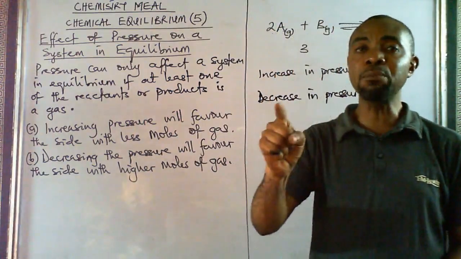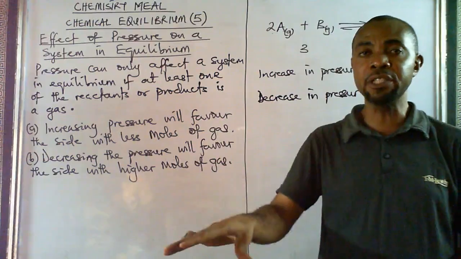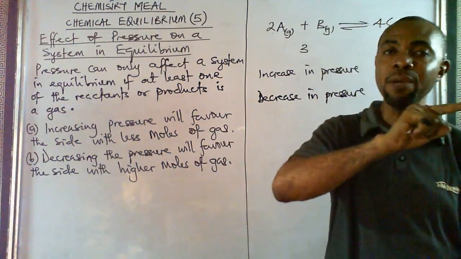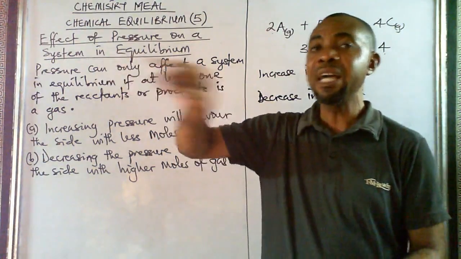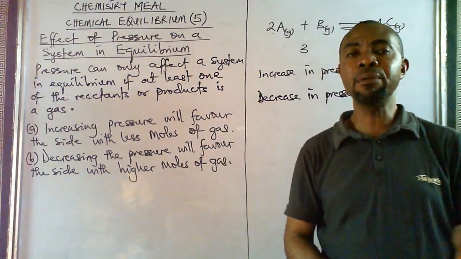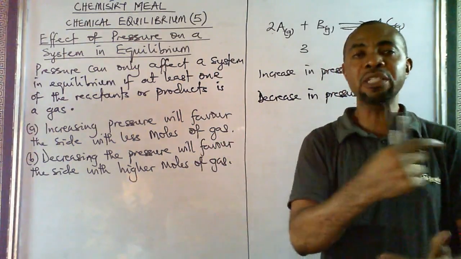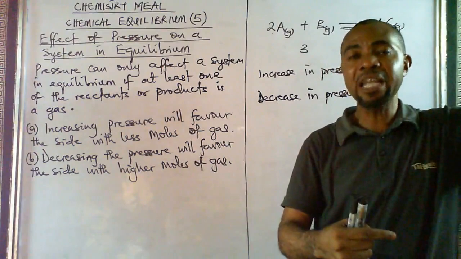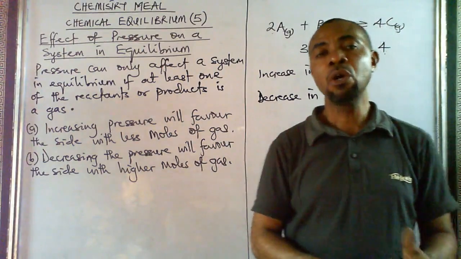When I increase pressure, volume decreases. So an increase in pressure will make the reaction move to where we have less volume or fewer moles. Then a decrease in pressure will make the reaction move to the side where we have higher volume or higher moles of gas.